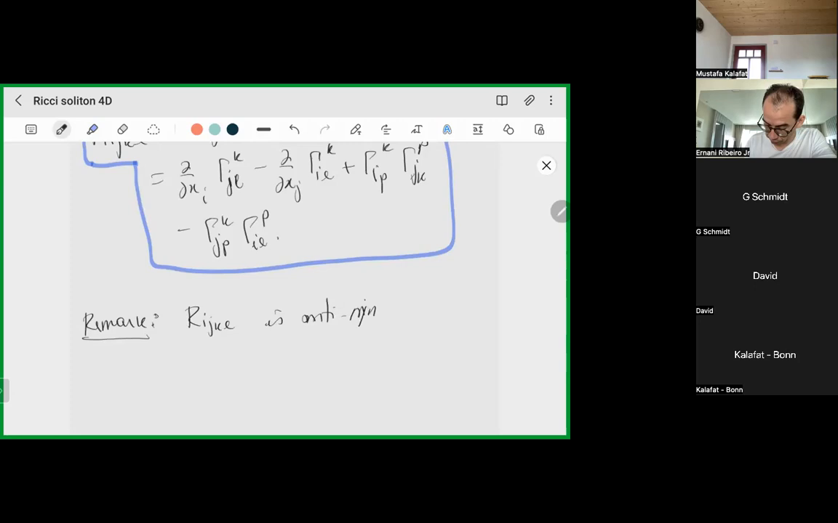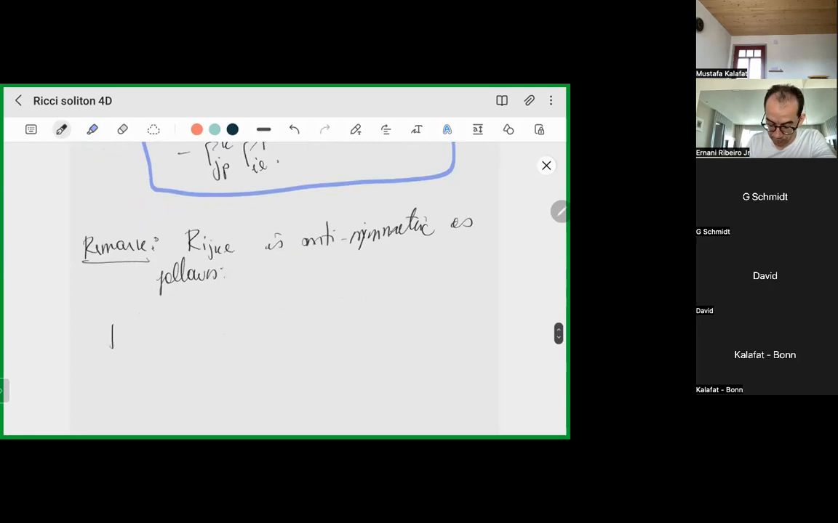As follows. It has the following properties. If you have IJKL, and if you replace, for example, these two first indices, we obtain JIKL, you can put a minus here. Then it's antisymmetric in the first two indices, but it is also antisymmetric in the last two indices. If you replace LK, then we also put a minus here.